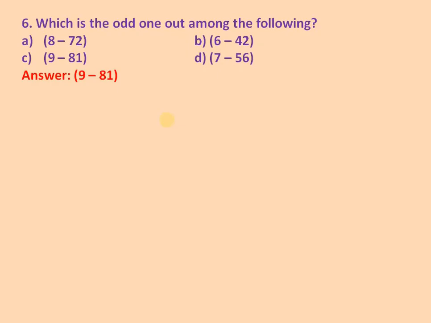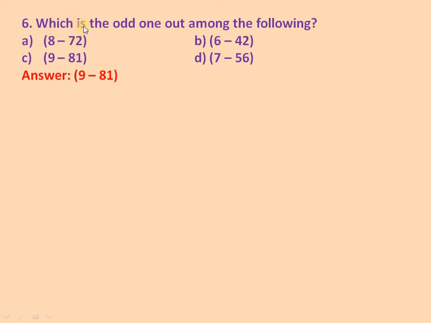Moving to the next question. Which is the odd one out among the following? You need to find out which is the odd one among them. So before finding the answer, we need to look close to the number 872. So what is the combination over here?